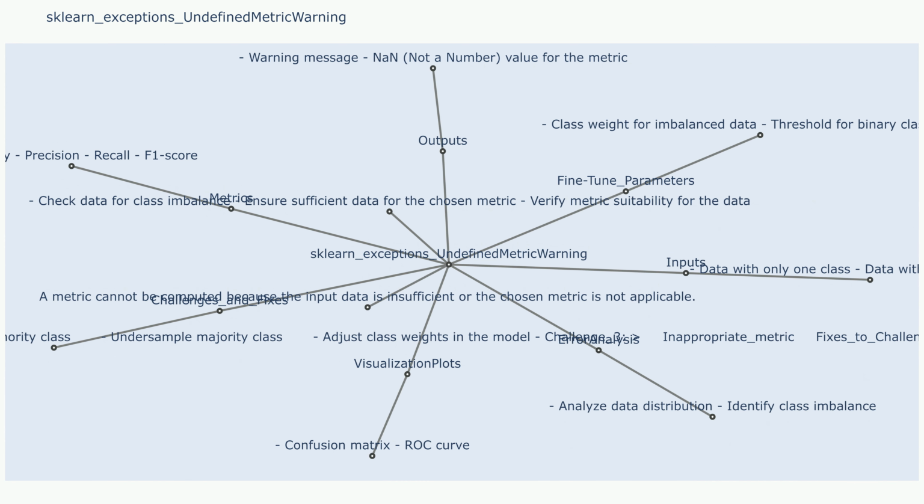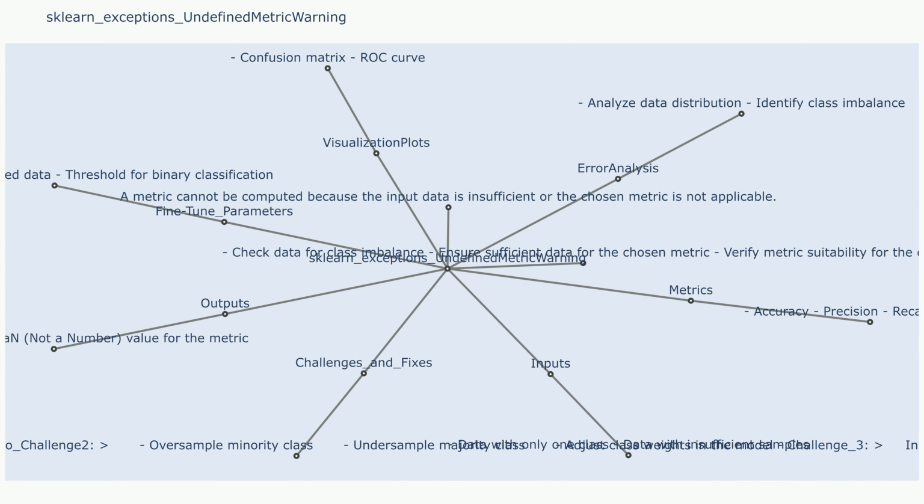Undersampling: remove samples from the majority class to reduce the imbalance. Class weighting: assign higher weights to samples from the minority class during training. Challenge 2: model misspecification. Sample use case that resulted in challenge 2: choosing a model that is not suitable for the data or the task can lead to inaccurate predictions, especially if the data contains complex relationships.